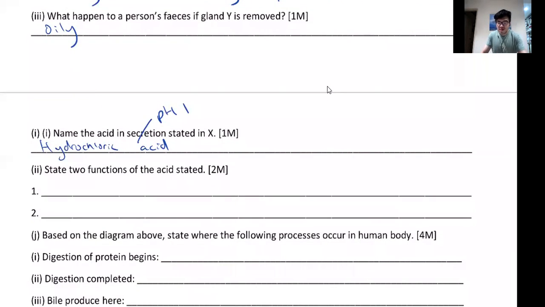So state 2 functions of the acid. Why do we need such a strong stomach acid? Number 1 is to kill microorganisms.